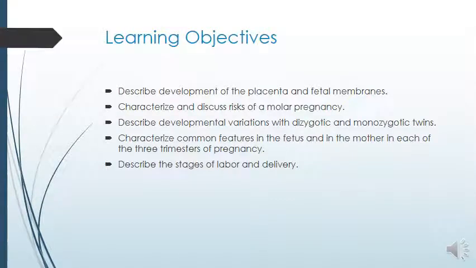The learning objectives for this week are to describe the development of the placenta and fetal membranes, characterize and discuss risks of a molar pregnancy, describe the developmental variations with dizygotic and monozygotic twins, to characterize common features in the fetus and in the mother in each of the 3 trimesters of pregnancy, and to describe the stages of labor and delivery.